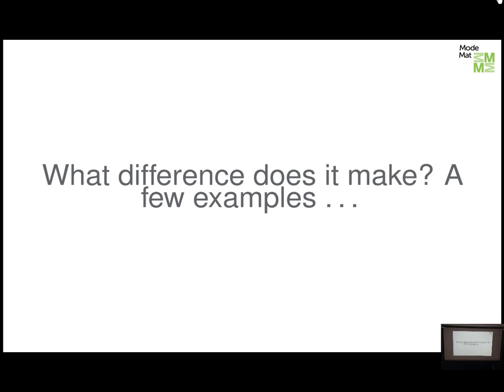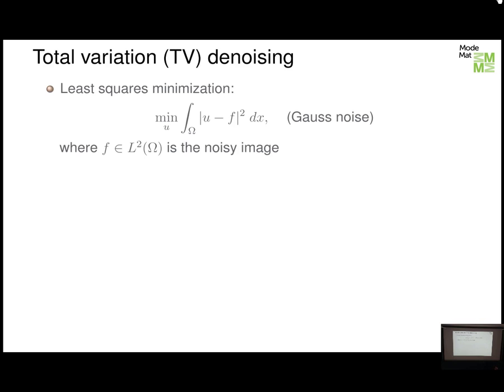So what difference does it make to have the different types of regularizers and the different types of data models? So this is the basic total variation denoising methodology. And what you have in the total variation denoising setting is an image you want to recover. This is the noisy image, and you want a reconstructed image which is as close as possible to the noisy image in this Gaussian setting.